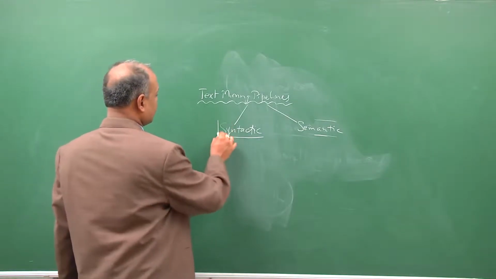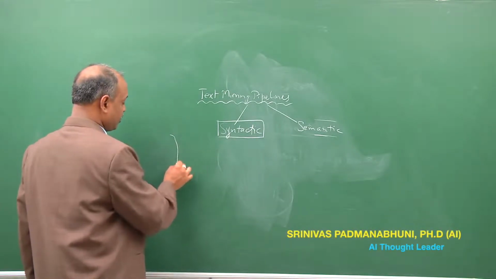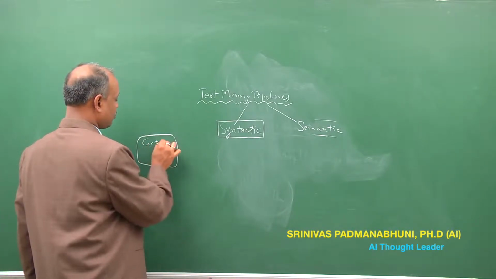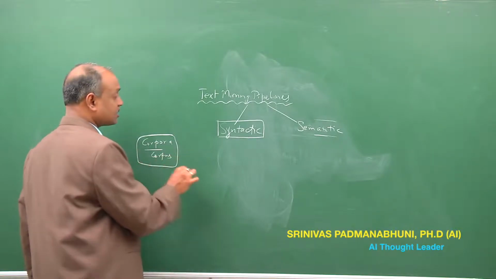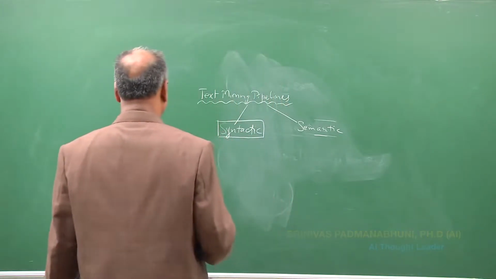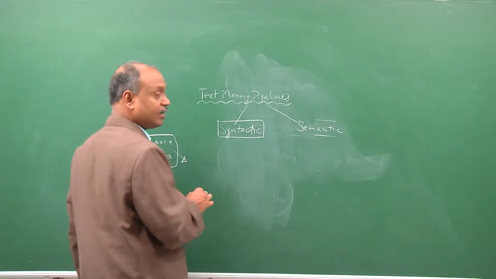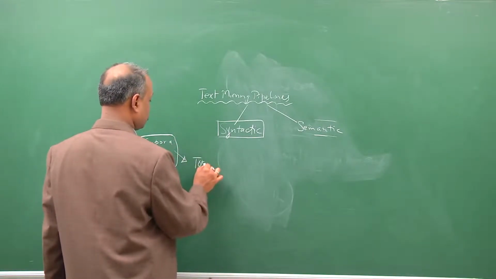To start with, let's look at the syntactic pipeline. In the syntactic pipeline, usually you're given something known as a body of text. We call it a corpora, or corpus of text. A corpus of text is basically a large collection of sentences in natural language text. And the first element which is useful in syntactic analysis and text mining is what is known as tokenization.